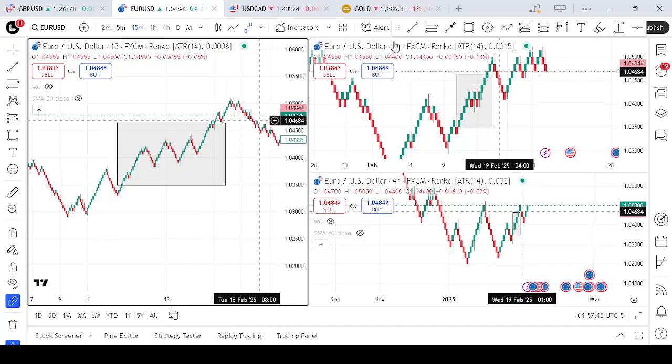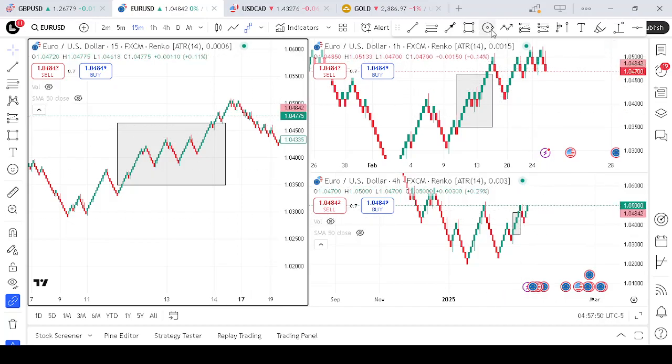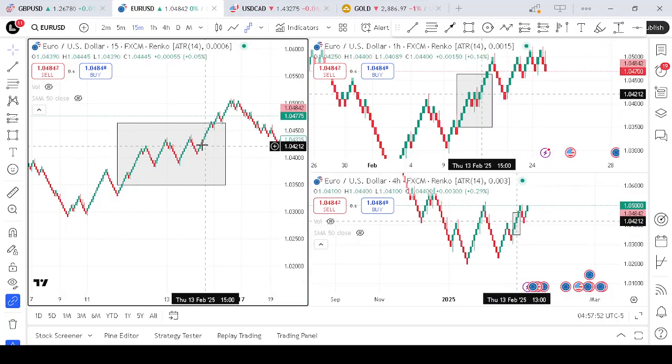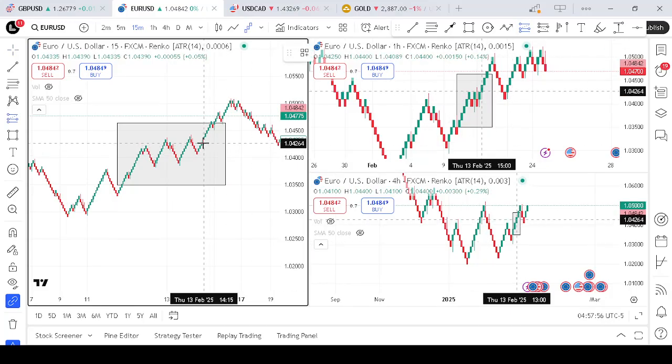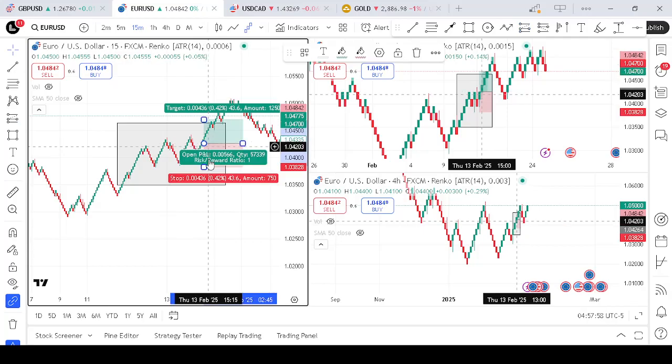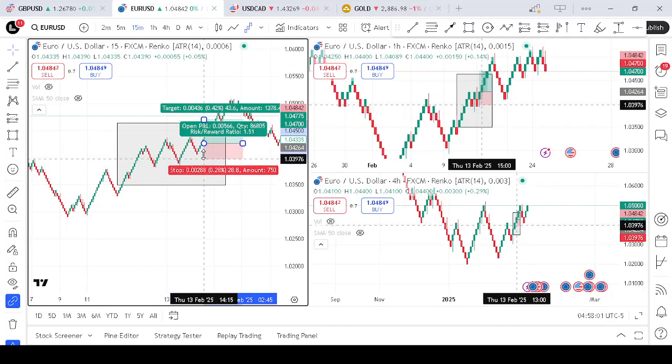So we would enter in such a position after confirming our trend direction, and we can see our clear entry at this area. So we would enter after we have seen our confirmation of 3 Renko bricks.